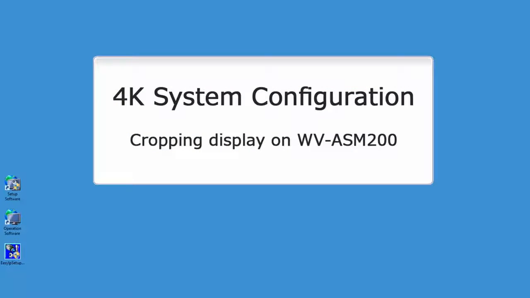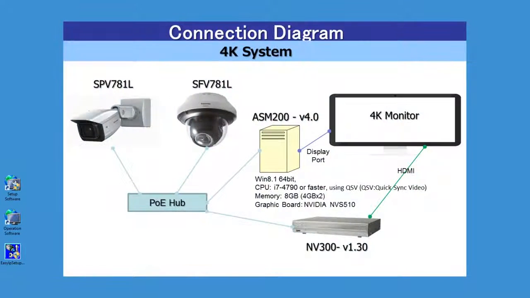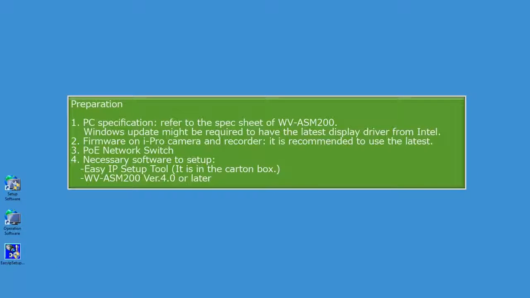4K system configuration. Let's set up the cropping display function on WVASM200. This is the connection diagram for realizing the 4K cropping display. For the PC specification, refer to the spec sheet of WVASM200.